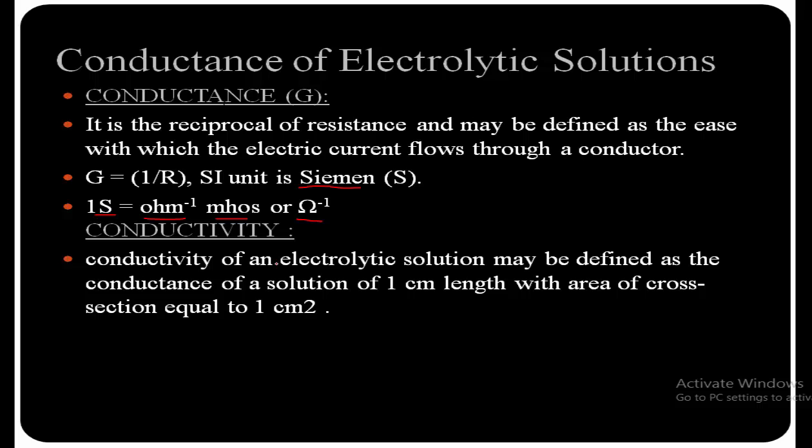Then another term is conductivity. Conductivity, for an electrolytic solution, can be defined as the conductance of a solution of 1 centimeter length with area of cross section equal to 1 square centimeter. Suppose when finding the conductance of a solution, the length was 1 centimeter and the area of cross section was 1 square centimeter, then the conductance of that solution is what we call conductivity.